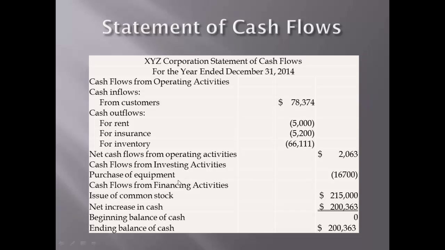Now, under cash inflows in the financing activities category, we have examples such as cash from the issuance of common stock. And for XYZ Corporation, we see that it issued 215,000 worth of common stock. We can also have cash inflows such as cash from the issuance of debt instruments such as bonds and notes payable.